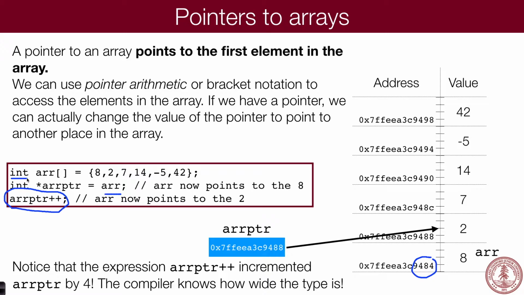Yeah, if you said ARR equals ARR plus 4, that would be 4 indices ahead, which would be 16 bytes ahead. The compiler knows this. How does the compiler know this? Because we told it the type. We said, oh, this is an int pointer. In other words, it's pointing to things that are 4 bytes long, so every time you increment it, it needs to go 4 bytes away.